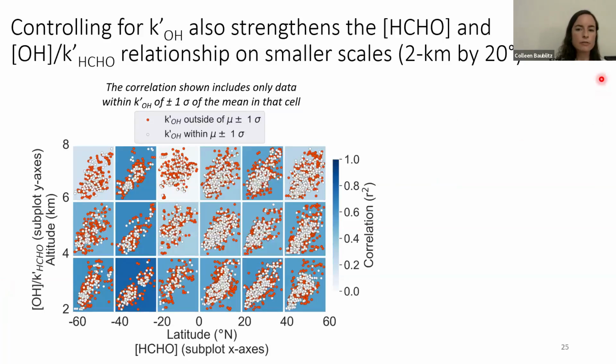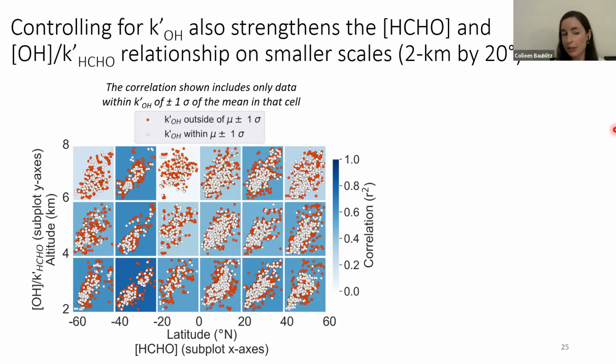Okay, and so, excuse me. We find, as slightly differs from the past research that was focused on the tropospheric columns, that controlling for OH reactivity strengthens the formaldehyde and OH relationship on the smaller scales that we're considering in this study. What I'm showing in this plot is, again, these 2 kilometer by 20 degree zonal bins, this time between 2 to 8 kilometers depth specifically. The scatter points in this plot are demonstrating where the OH reactivity of that point falls within its distribution in that cell.